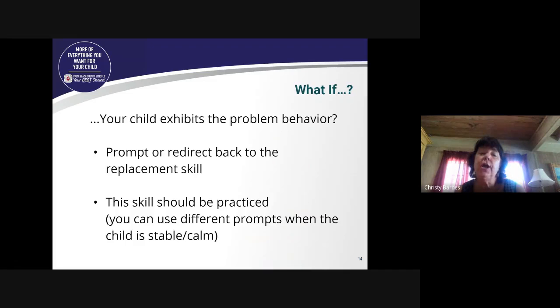What happens if your child exhibits the same problem behavior? Listen, this might happen and that's okay, but the consistency is important. So you want to prompt or redirect right back to the replacement skill that you taught them. Now, when you're teaching the skill to your children, it should be practiced, okay? You want to practice it when your child is calm or stable, when they're listening to you and want to be with you, because once they get agitated, it's really hard to teach. And you want to use different prompts when the child is stable. You can use verbal prompts, gestural prompts, visual prompts. It doesn't matter as long as they understand what you're teaching them.